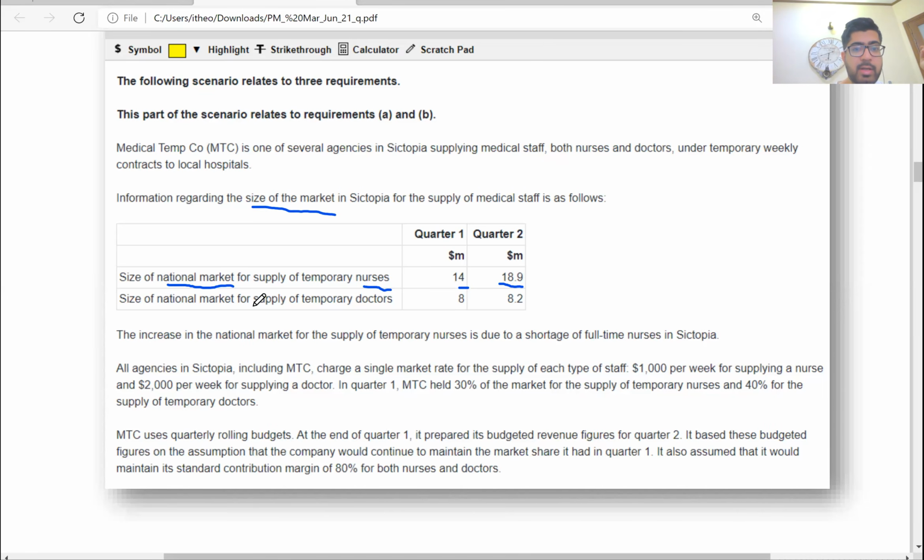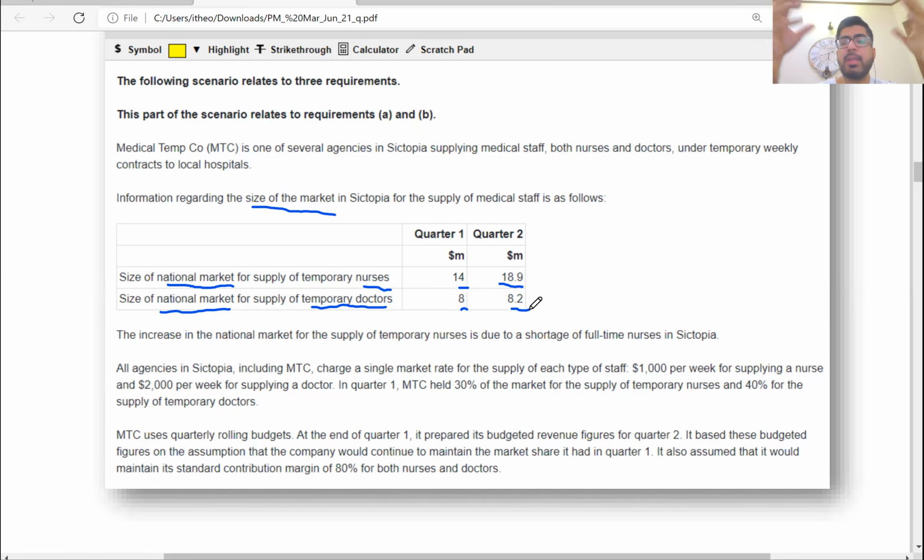Size of national market for supply of temporary doctors. Now, there are 2 things: size of national market for nurses and size of national market for doctors. The size of national market for doctors, Q1 is 8 million, Q2 is 8.2 million. So the size of national market is given. It's not the company. Medical Temp Company's data is not given. The national market is the whole market.